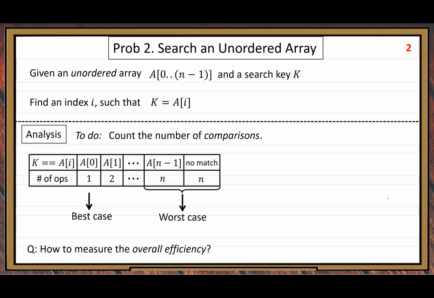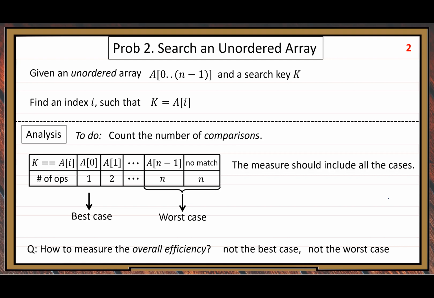We want to measure the overall efficiency. Definitely, the best case is not a good way to measure the overall efficiency. You cannot use the best case number 1 for the overall efficiency. And the worst case number n is also not good for measuring overall efficiency, right? So here you need a new way for overall efficiency. That's the average case. That's the concept we need to put a lot of emphasis on: the average case efficiency.